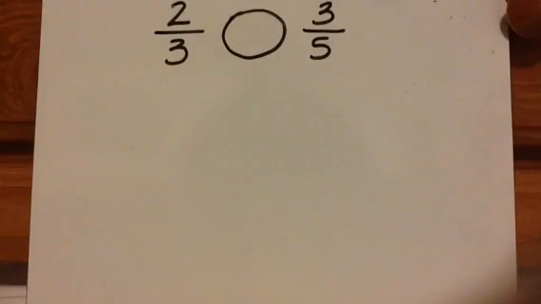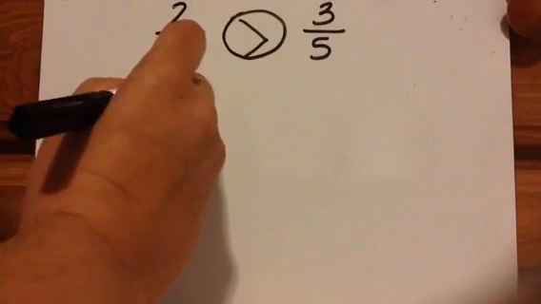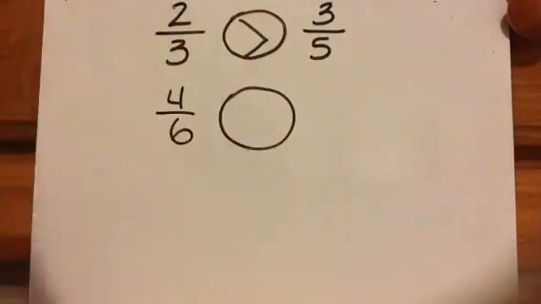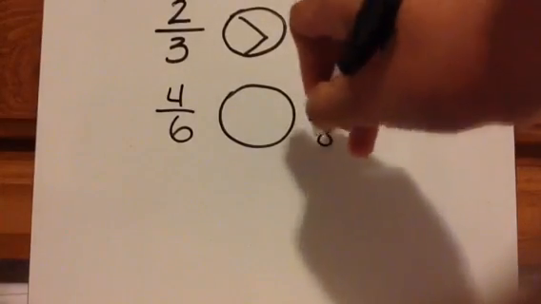Now, because I know 2/3 is more than 3/5, I'm going to draw the greater than symbol. Let's do another example. How about 4/6 and 6/8?